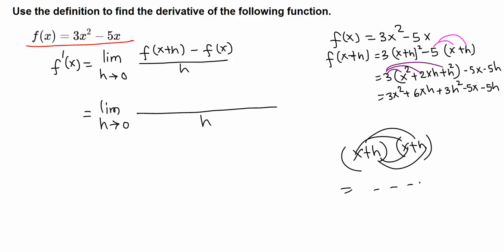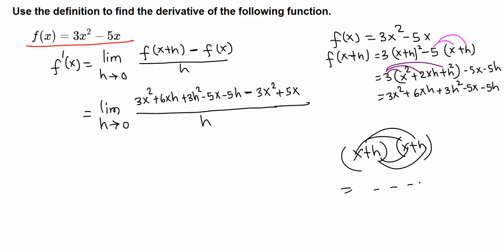That is just f of x plus h. So I'm going to write that over here: 3x squared plus 6xh plus 3h squared minus 5x minus 5h minus, that's from the definition, f(x). So since we have minus, we need to put parentheses around or distribute this negative sign. So I'm going to distribute this to f(x). f(x) is 3x squared minus 5x. So minus 3x squared, and this negative times negative is positive 5x.